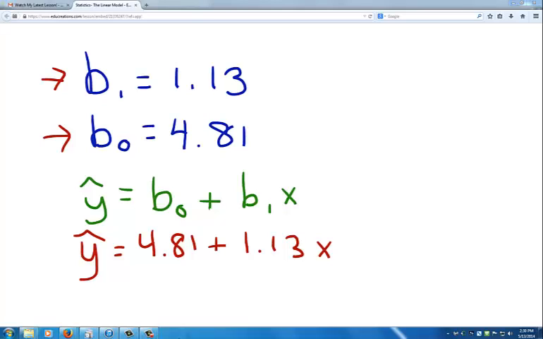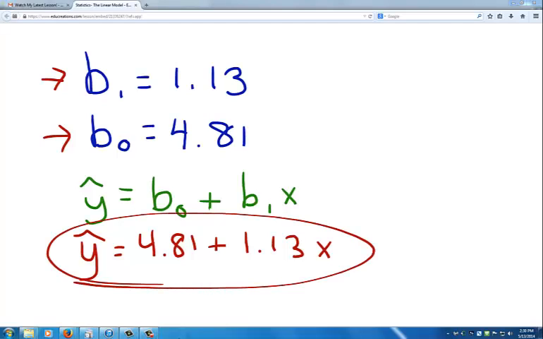We can use our slope and our y-intercept to now construct our linear model. Using the formula y hat equals b sub 0 plus b sub 1 times x, we get y hat equals 4.81 plus 1.13x. That is our linear model based on the given data.